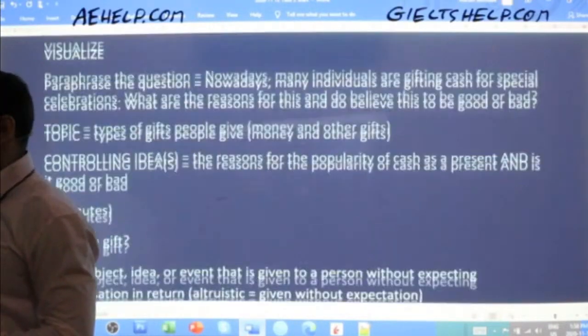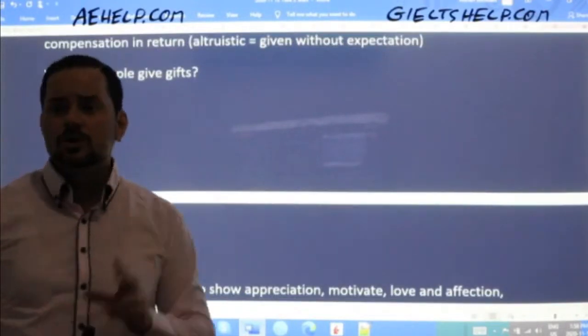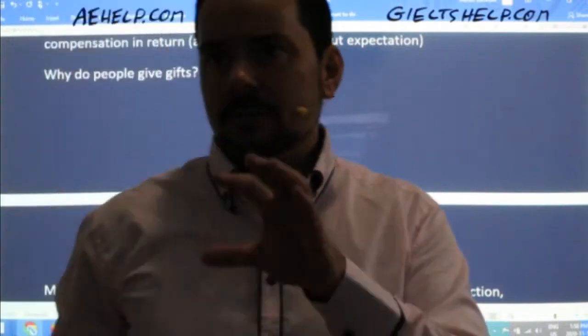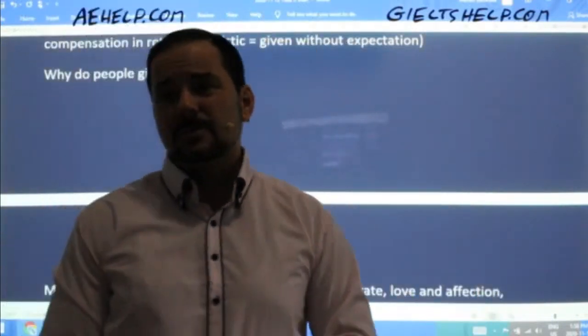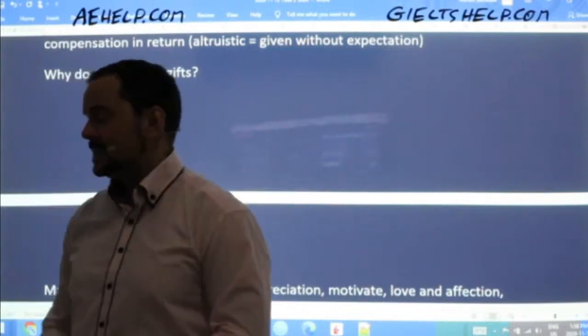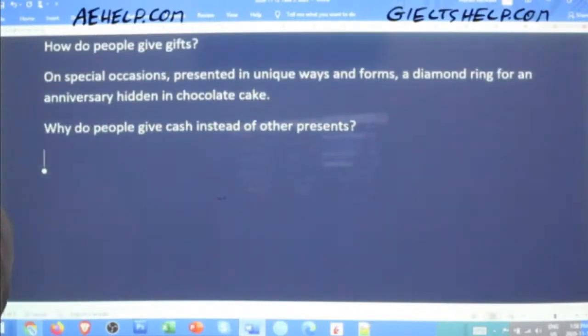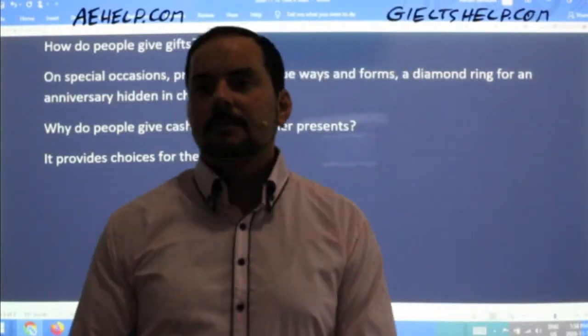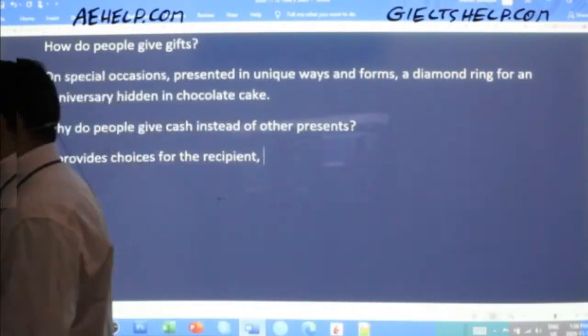Okay, so why do people do that? You're right, Hassan, it's two controlling ideas here that are connected, which is kind of tricky. You wrote it a little bit awkward, but you're right, and it's tricky because you only have 250 to 300 words. Okay, so Rajveer says it gives flexibility to the recipient to purchase anything. So Rajveer, simply put, right, is it provides choices for the recipient. Okay, so with cash you have more choices. You can spend it here, spend it there. Okay, Lubna says people don't know the preferences.